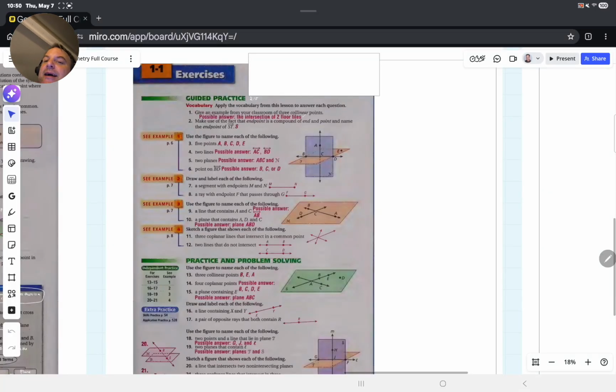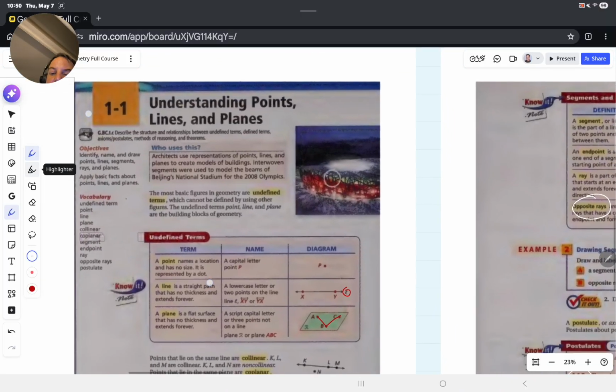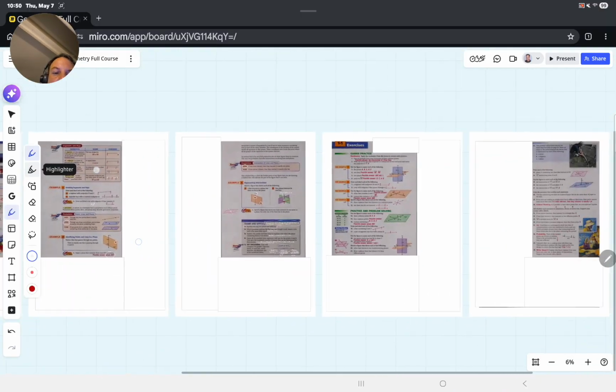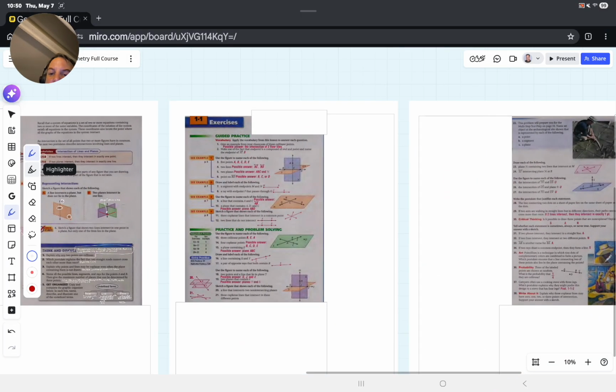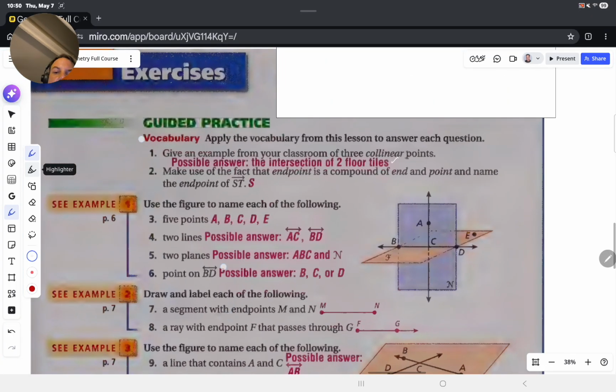Hey guys, welcome back. Today we are jumping into our first part of our exercise set here in 1.1 of Chapter 1, where we were discussing points, lines, and planes. So let's go ahead and jump straight into our exercises.